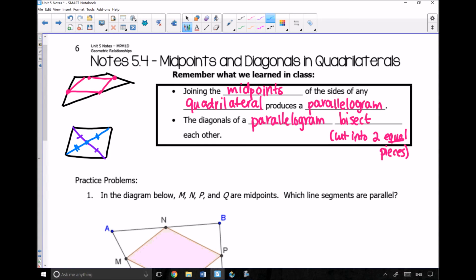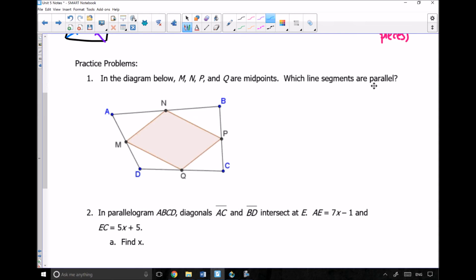Okay, now we're going to apply what we discovered in class and just now as well a second time around to some problems. In number 1, it says in the diagram below, M, N, P, and Q are midpoints. If M is a midpoint, we can say that those two segments are congruent. If N is a midpoint, these two segments are congruent. If P is a midpoint, BP is congruent to PC. And if Q is a midpoint, CQ is congruent to QD.